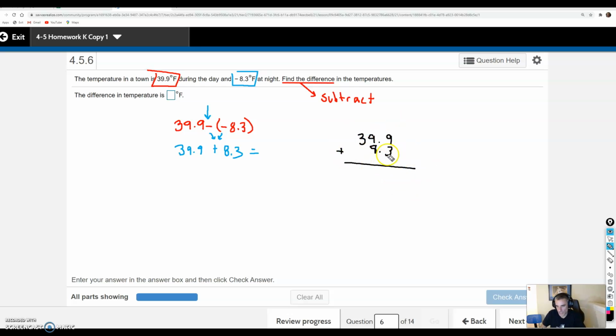We don't want to mess up any place. That's an 8. So 9 and 3 is 12. Carry the 1. 18. Carry the 1. 40. If I did that correctly, it is 48.2.